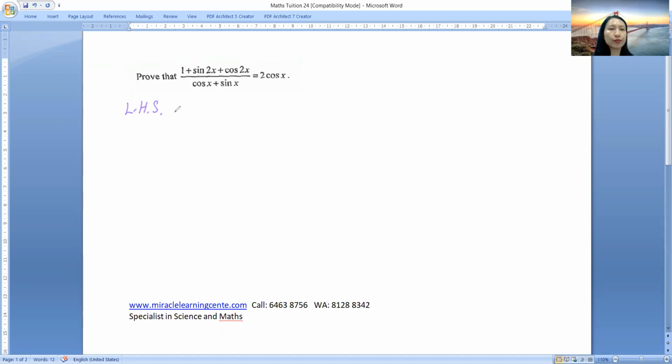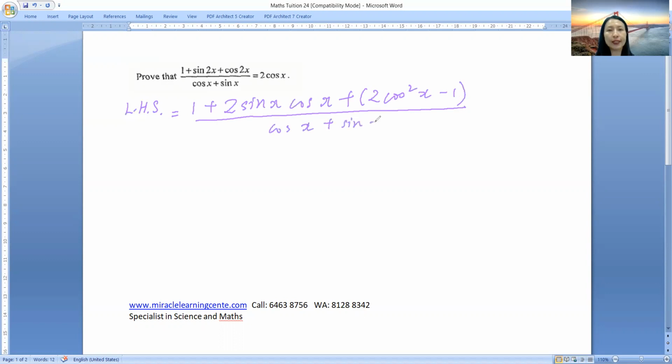Okay, so we have 1 plus, this is a double angle formula. So sine 2x is equals to 2 sine x cosine x plus cosine 2x. There are three formulas. So we will use 2 cosine square x minus 1. Okay, divide by the same one at the bottom, which is cosine x plus sine x.